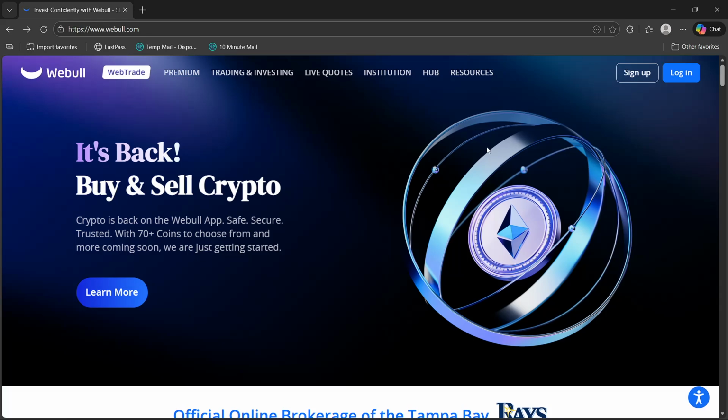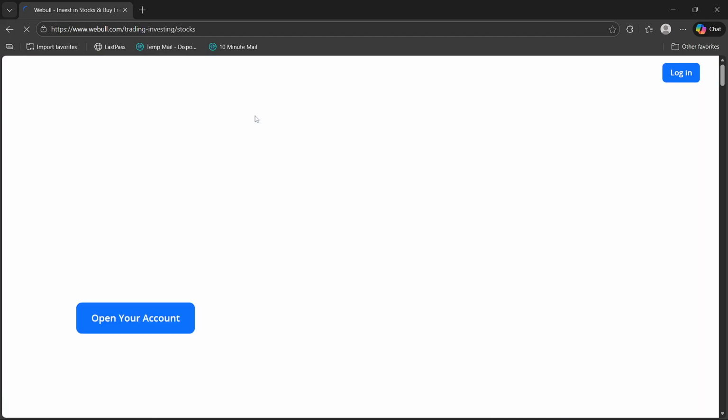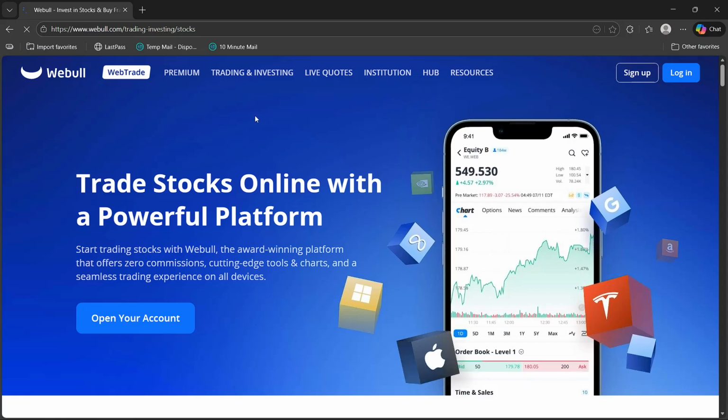And then after that, you will have to select your stock. Of course, you do have to search for your preferred ticker, and then you will open your chart and set up your indicators. And then after that, you will choose order type.